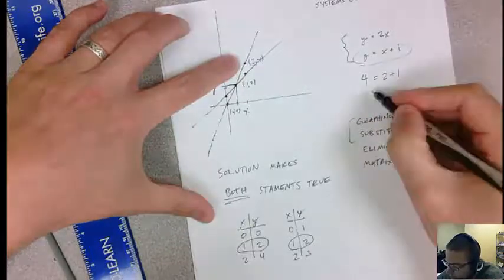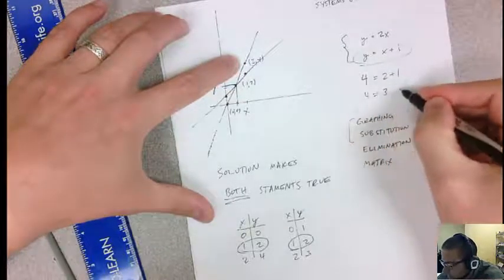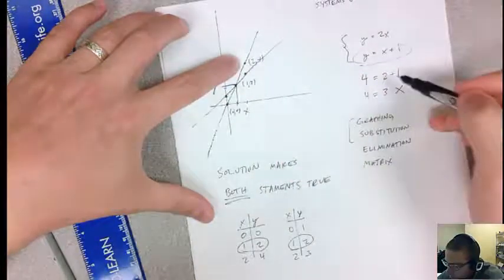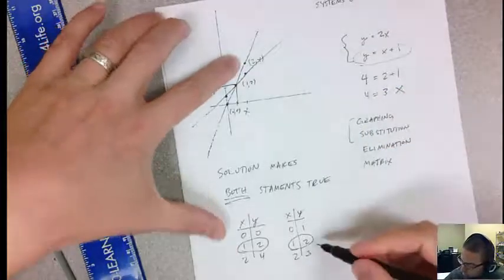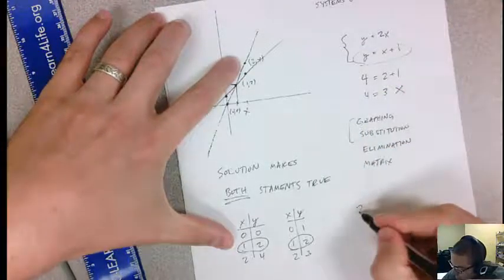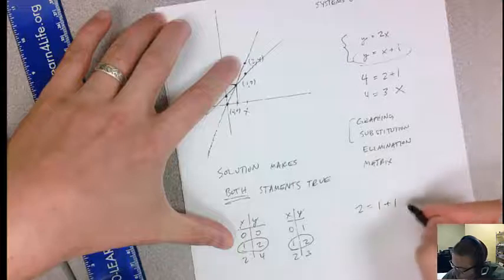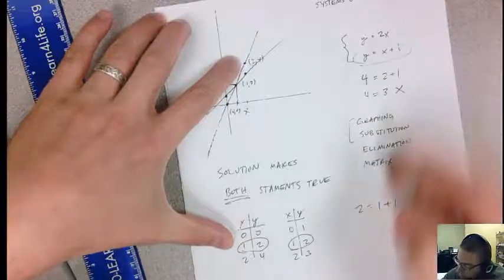Is this true? No, it's not. See, 4 is not equal to 3. So that point does not make this equation true. But this point, (1, 2), would, right? So 2 equals 1 plus 1. Yeah, that's true. And then it also makes the other equation true.